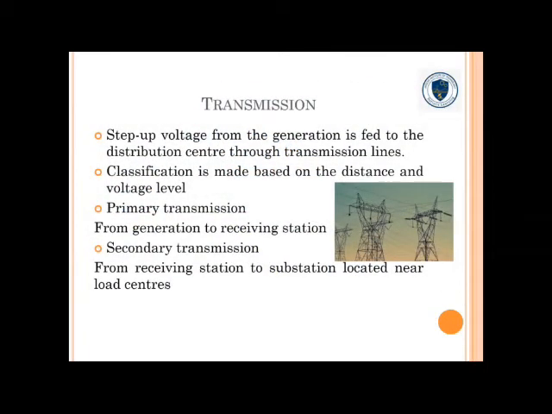Transmission. Step up voltage from the generation is fed to the distribution center through transmission lines. Classification is made based on the distance of the transmission lines and voltage level. So basically there are two types of transmission, that is primary transmission and secondary transmission. In primary transmission, transmission of the power is from generating station to receiving station, and in secondary transmission, the transmission of power is from receiving station to the substation, which is located near load centers.